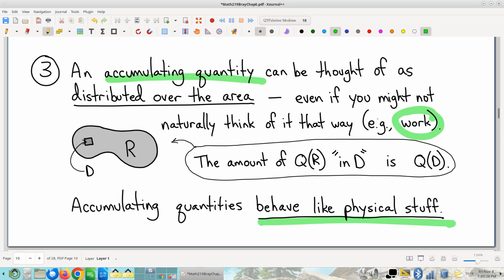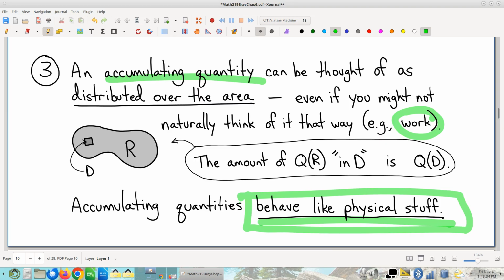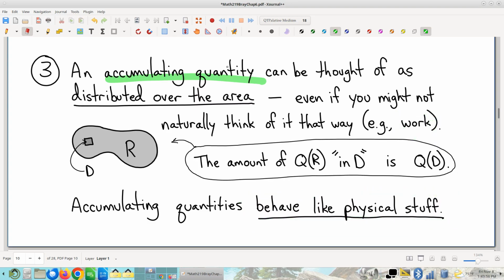Right? So the fact that it's an accumulating quantity is what allows you to make this choice, even if it doesn't really make physical sense. It's going to end up being strategically very convenient. Right? So I will be talking about accumulating quantities as if they are physical stuff, even though they aren't. And no problem. That's going to be the punchline. All right, so what can we do with physical stuff? If I'm allowed to treat it like physical stuff, what do we do with physical stuff?